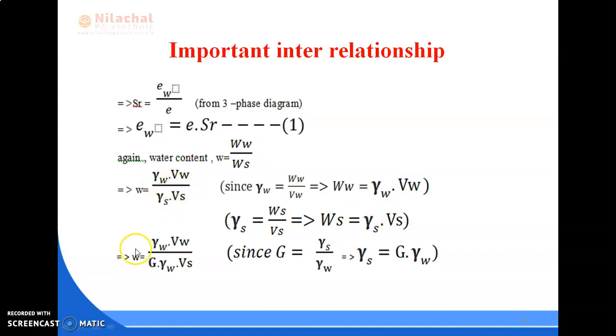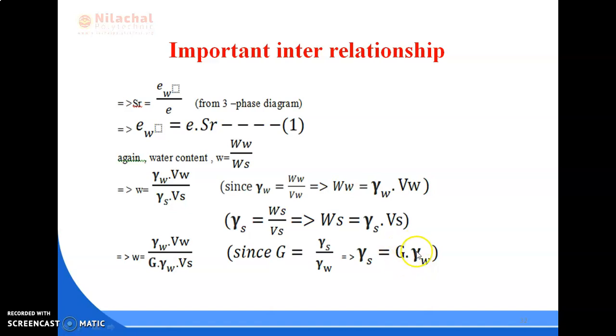Next, which implies w equals gamma w Vw on top, divided by, in place of gamma s again we have to change something. So already we know that specific gravity of solid G equals gamma s by gamma w, which implies gamma s equals G into gamma w.